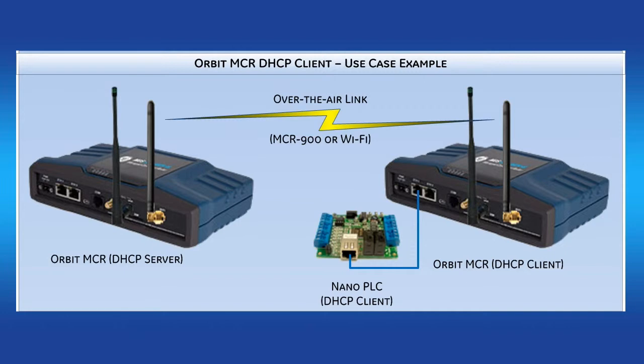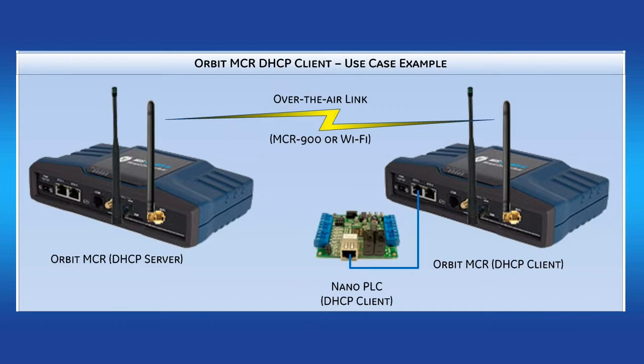In this video, I'll show you how to configure the DHCP Client feature on the Orbit MCR. By default, the unit is shipped with the IP address of 192.168.1.1 with a prefix length of 24, but most likely you're going to want to change that address to fit into your system. In the example shown here, I'll be configuring the unit on the right, which is planned to be set up as a DHCP client to the Orbit MCR on the left.